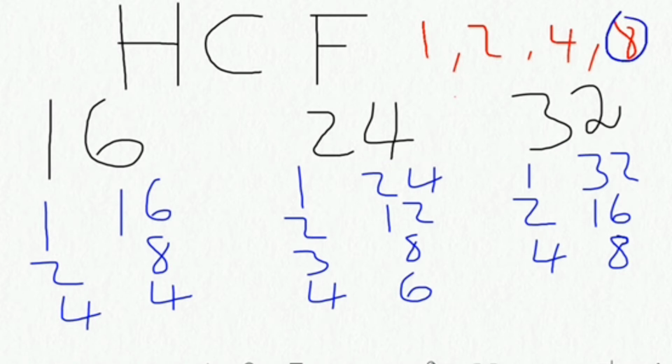So there are other common factors 1, 2, 4, but then they are not the highest. We go for the highest one. So 8 is the highest common factor of 16, 24, and 32. It's the biggest number that can divide all these numbers.